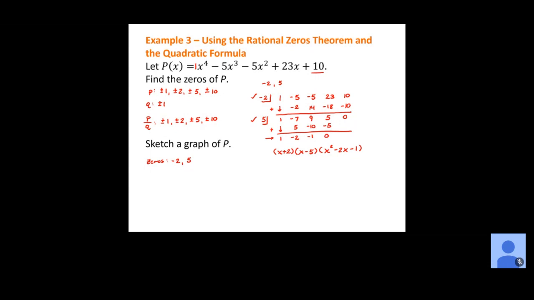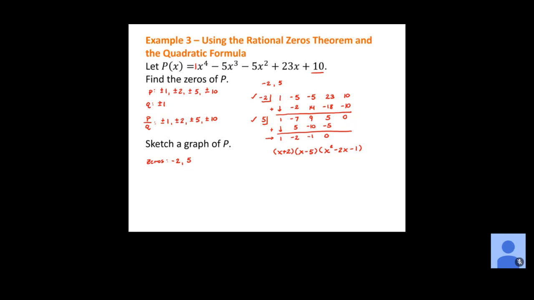Now, the question is, can we factor that, right? So if we look at the x squared minus 2x minus 1, can we factor that polynomial? We can't, right? It kind of looks like it might, but in this case, to get the negative 1, we need a positive 1 and a negative 1. That's not going to give us a negative 2x in the middle, right? So we can't factor it. So we're going to have to use quadratic formula at this point to find those last two zeros.